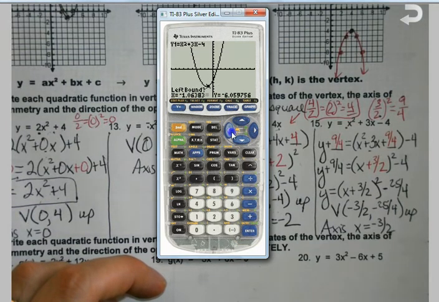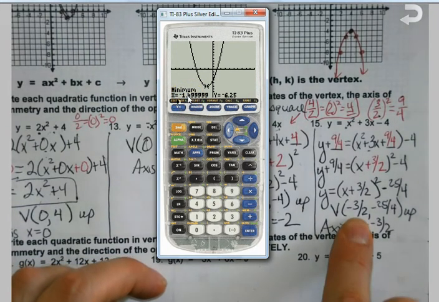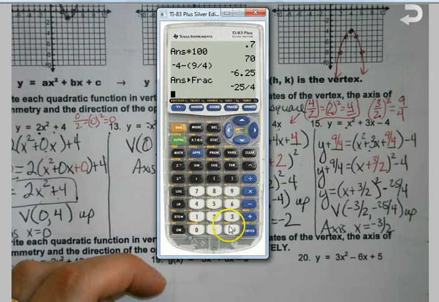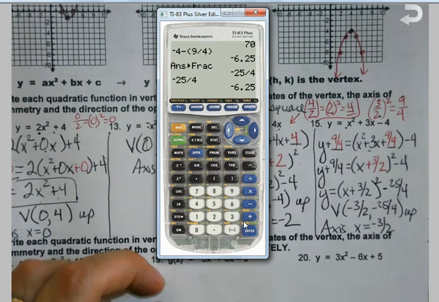And just like before, I want my cursor somewhere to the left of my vertex. Lock it in there. Again, somewhere to the right of my vertex is good. And then I come back down here, and it says my x value is basically -1.5, -3/2, and y is -6.25. Okay, I did it right.